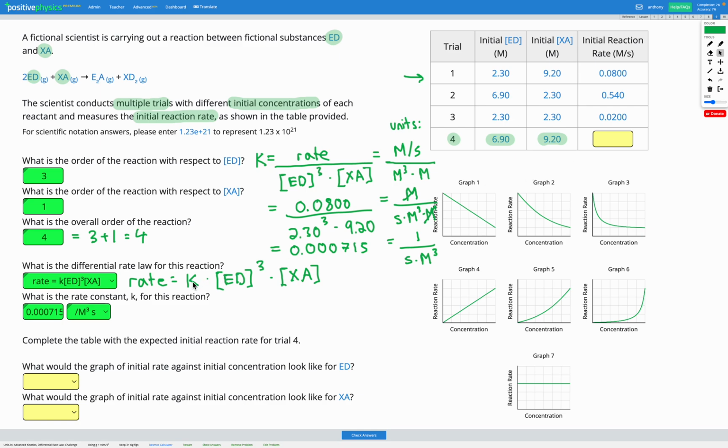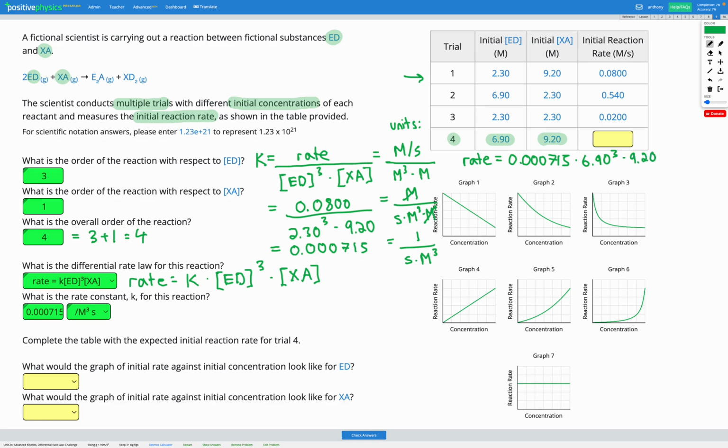Our other option, now that we know k, is just to put our numbers into our rate equation along with k to calculate the rate. That's going to be quicker, so I'm going to choose that method, but either one will work. So we're going to have rate is equal to k, where k we've calculated is 0.000715. That gets multiplied by the concentration of ED cubed. Concentration of ED is 6.90, and that's cubed. We're multiplying that by the concentration of XA, and that's just to the power of 1, so just itself.